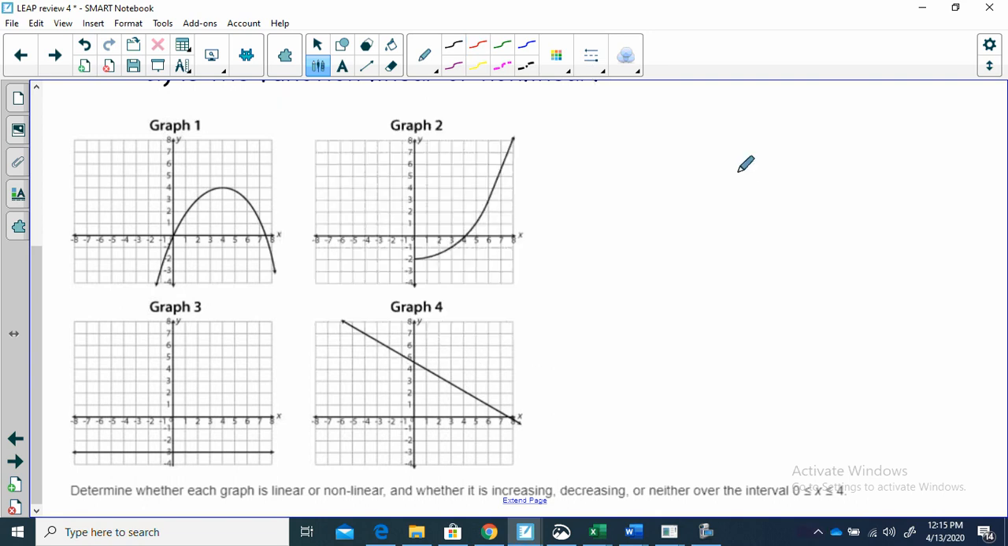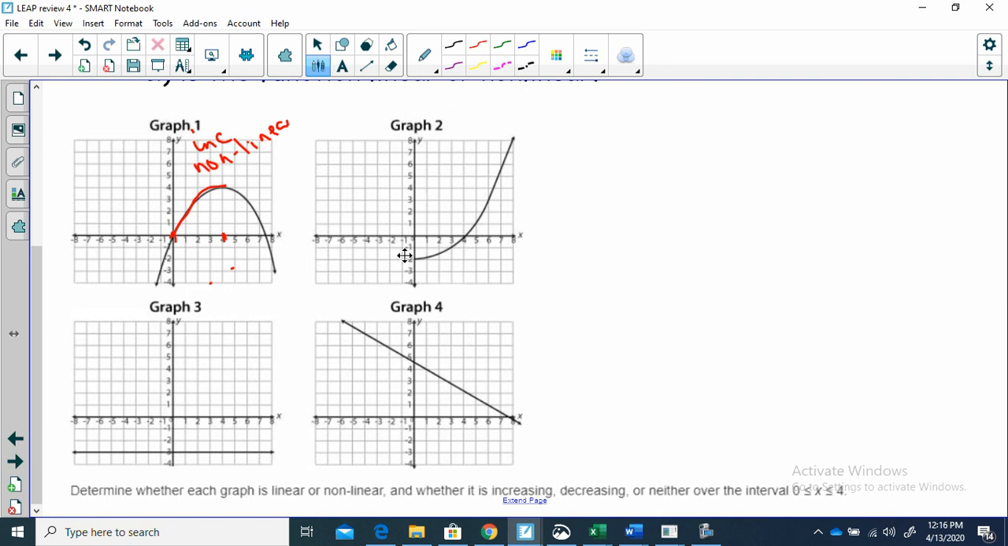So on the x-axis, let's start with this first one. On the x-axis, 0 would be right here, 4 would be right here. We're just asking what's happening for the function between 0 and 4, from there to there. And we notice this is increasing. Is it linear or nonlinear? Nonlinear, does not form a line, right?